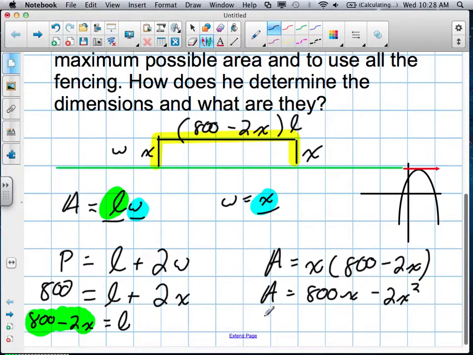So we're going to find area prime, okay? And when we derive the area, we're going to end up with negative 4x plus 800, okay? We're going to have to make some parameters to this question too. We have our derivative. We know that the width of this has to at least be greater than 0. Okay, we know that 0 technically can't be part of it.